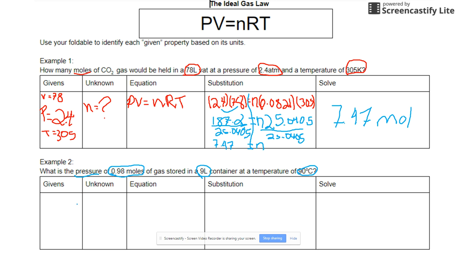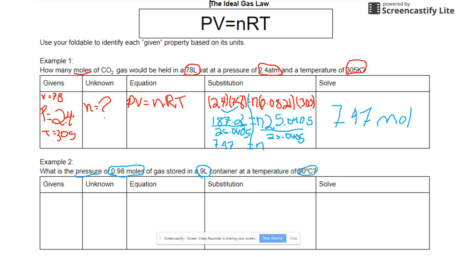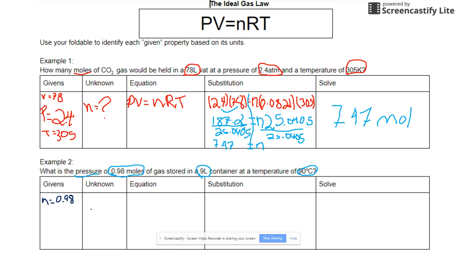Okay, my givens. I know moles. Moles, my symbol is going to be my lowercase n. I'm going to change pen color to a darker color, easier to see. Okay, so I know that n equals 0.98. Almost 1, but not quite. In a 9-liter, see liters, that's volume. So volume equals 9.